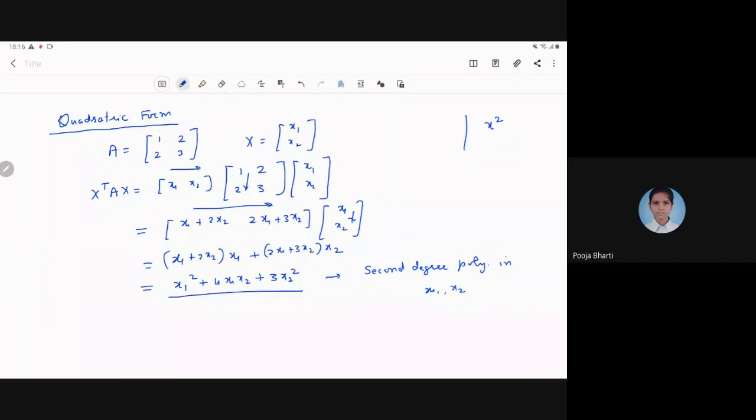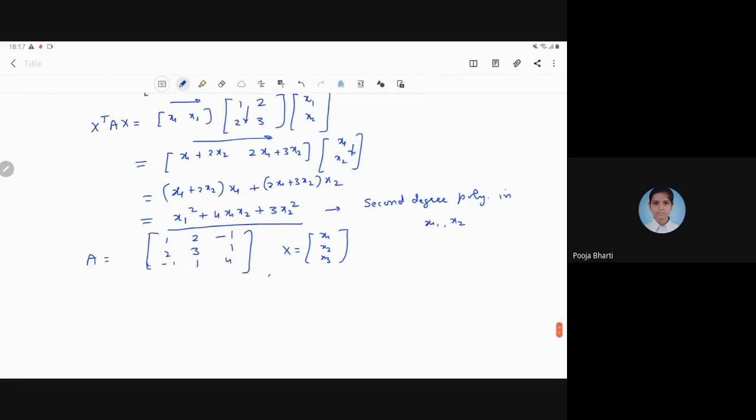I can define a quadratic form in any number of variables. For example, if you have three variables, I'm writing a matrix. This time you will do the calculation yourself. 1, 2, minus 1, 2, 3, 1, minus 1, 1, 4. If I ask you to do the calculation using x1, x2, x3 for x transpose Ax, this time you will get x1 square plus 3x2 square plus 4x3 square plus 4x1 x2 minus 2x1 x3 plus 2x2 x3. You can check it later.